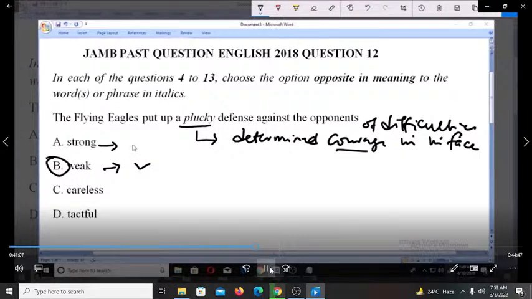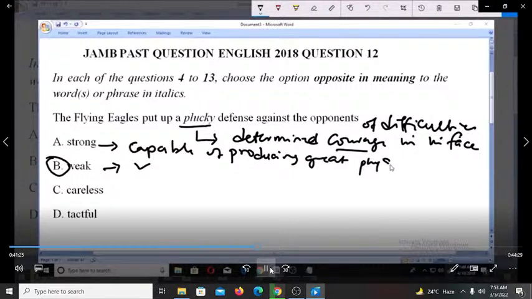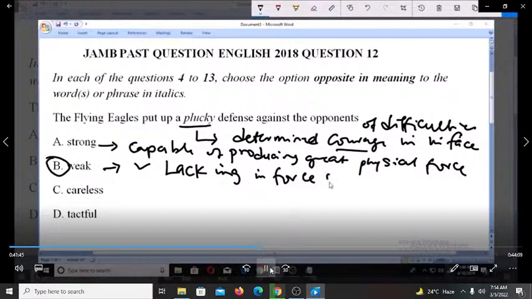So what does strong simply mean? Strong simply means capable of producing great physical force. So that is what strong means. Now weak simply means lacking in force. When you lack force, that's the opposite of strong, or the opposite of plucky. So when you're lacking in force or ability, you say that that person is weak. Somebody that lacks force or ability.